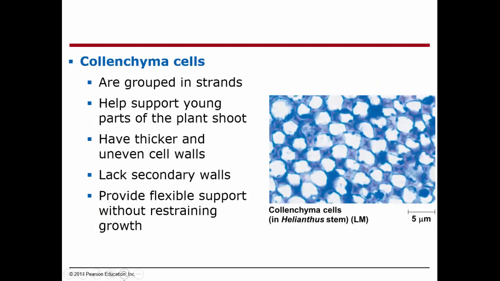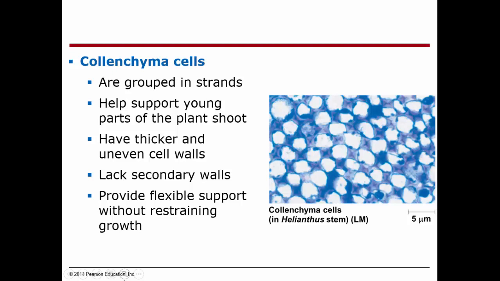So the next tissue type is called collenchyma. Aggregations of this type of tissue are grouped in strands. Their primary function is to provide flexible support to young growing plant shoots.